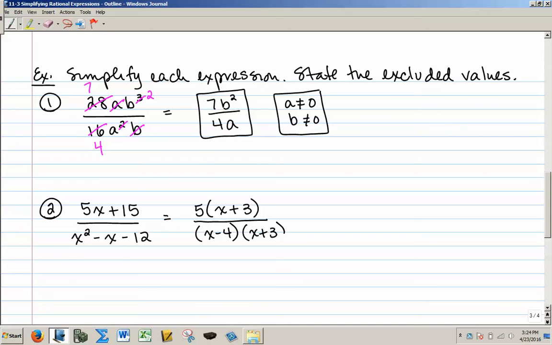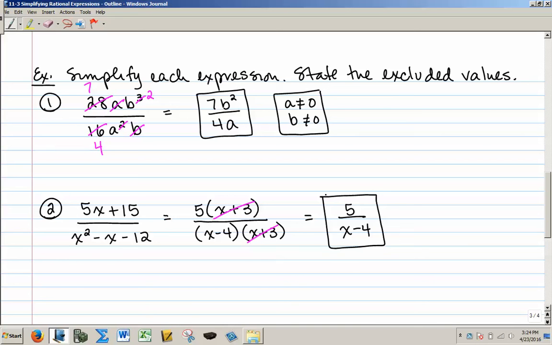Now that my expression is completely factored, I can cancel out any common factors on the top and the bottom, and that would be this x plus 3 and that x plus 3. So my final simplified expression is 5 over x minus 4.